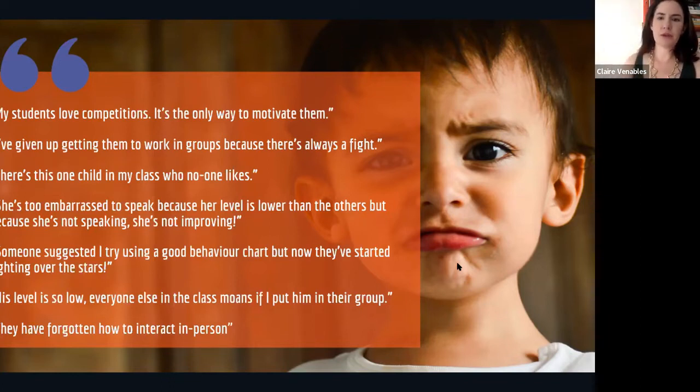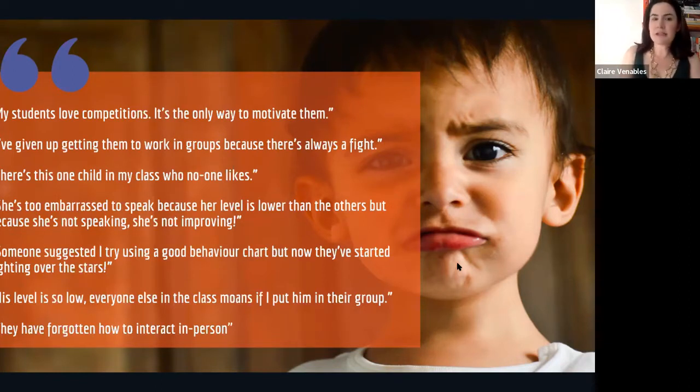I'm going to do one example for you here with this first quote. "My students love competitions. It's the only way to motivate them." And we know with a lot of this gaming culture, a lot of teachers have really dived into this idea of making everything a game and a competition of points, and collecting badges and collecting this. And if that becomes the only way to motivate students, having them compete against each other, at some point, I believe that there will be negative consequences on the learning environment.